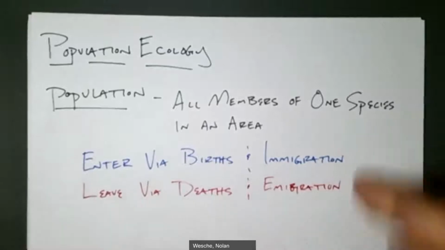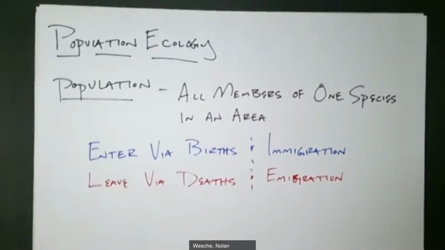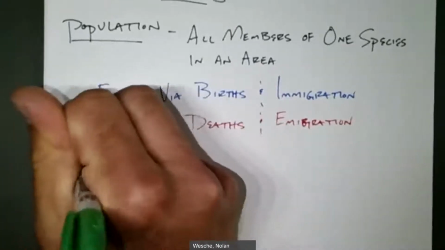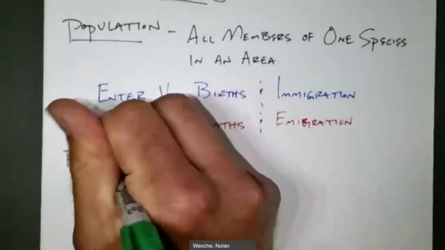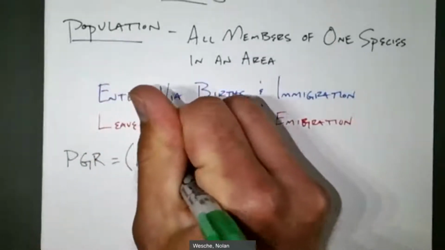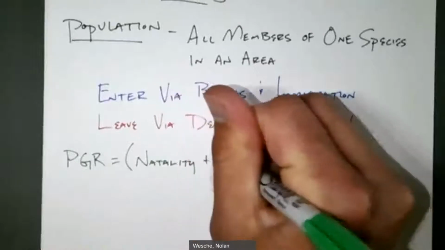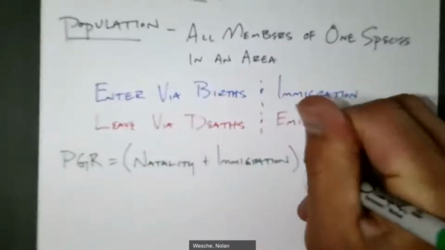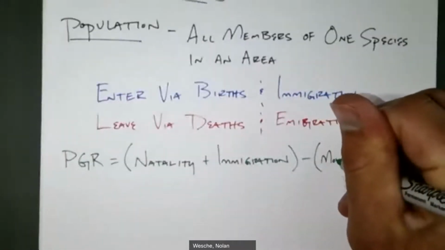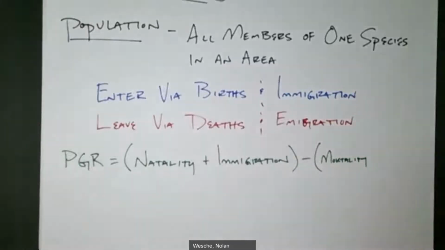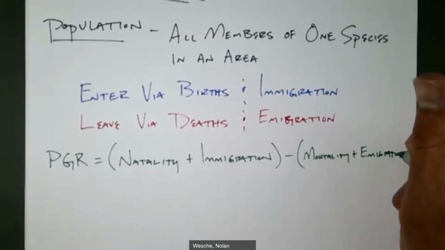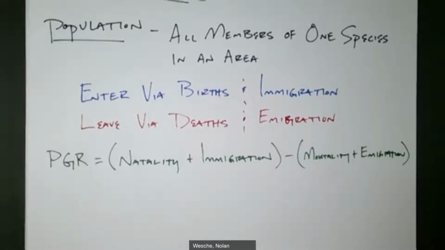Immigration. So if we take both of these concepts and combine them, we can calculate what's called PGR, or population growth rate. PGR is going to represent our natality, which is our birth rate, and the immigration rate. And then we're going to subtract from that the death rate or mortality and the number of individuals leaving the population. And that'll give us our PGR, population growth rate.